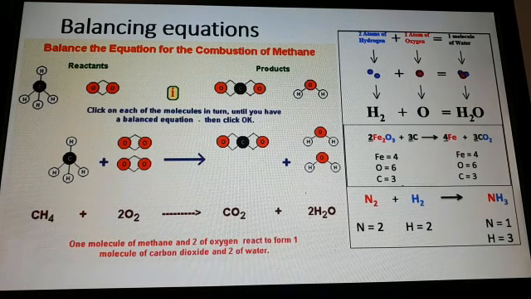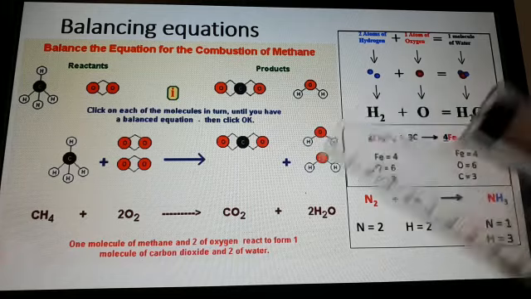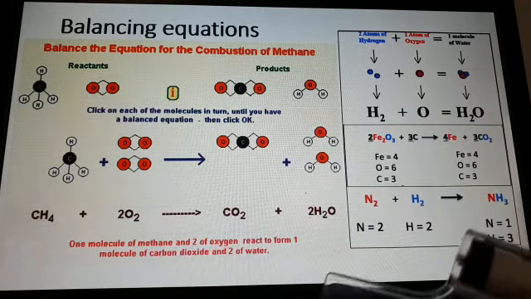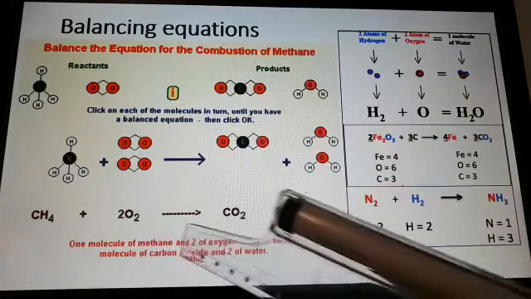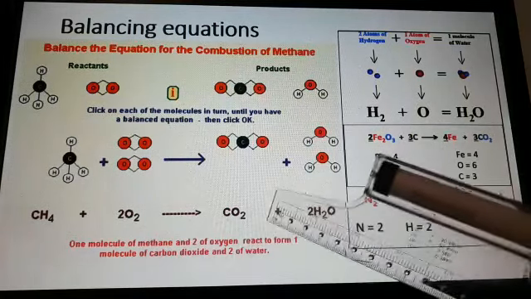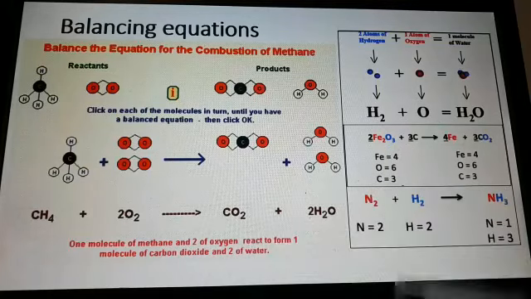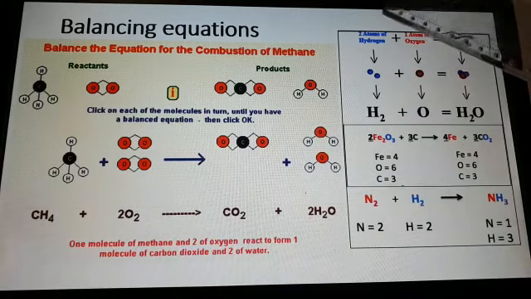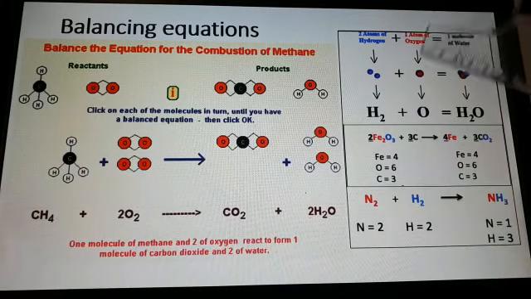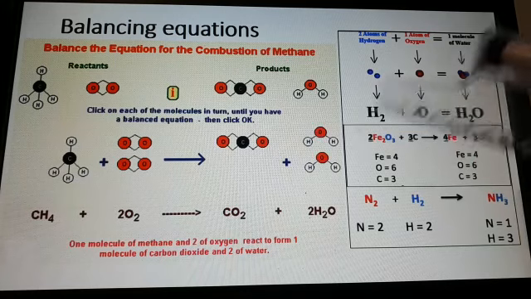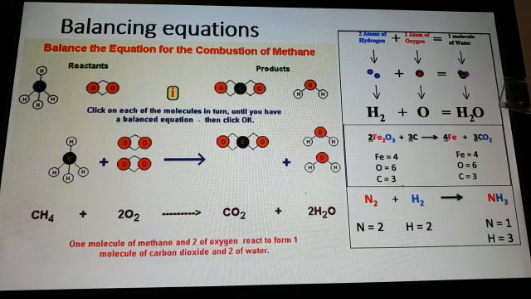Now the next one is, after writing the equation you have to balance. Balance means the number of atoms of the elements in the reactants is equal to the number of atoms in the products. Here it is 1 molecule of methane and 2 of oxygen reacting to form 1 molecule of carbon dioxide and 2 molecules of water. When 2 atoms of hydrogen react with 1 atom of oxygen forming 1 molecule of water, H2O: here it is 2 hydrogen atoms, 1 oxygen. Here also 2 hydrogen atoms, 1 oxygen atom.